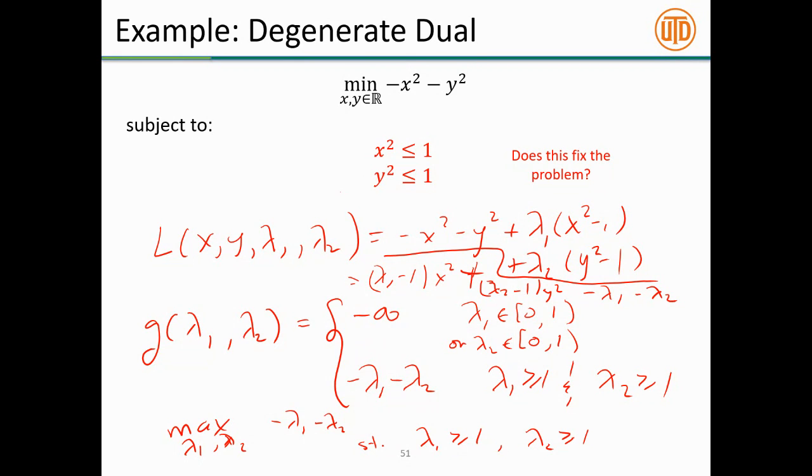Of course, we can see now that when I plug in lambda, the maximum of the dual is a monotonic decreasing function, right? So that means I can make lambda 1 and lambda 2 as small as possible. The smallest I can make them is 1 and 1, which tells me that the minimum of the dual can be is minus 2, which is indeed the solution to the primal problem.